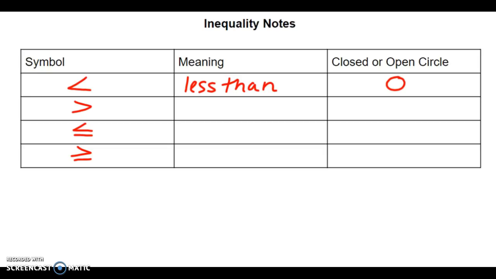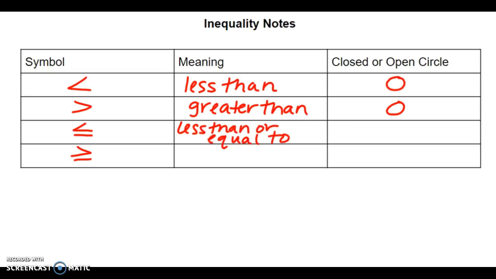The next symbol we have is the greater than. So we're going to write in greater than. And that one is also going to have an open circle when we graph it on a number line. The next symbol is the less than or equal to symbol, and that one is a closed circle on the graph. And then we have the greater than or equal to, and that one is also closed on the graph. Okay, so take a minute, pause the video if you need to.